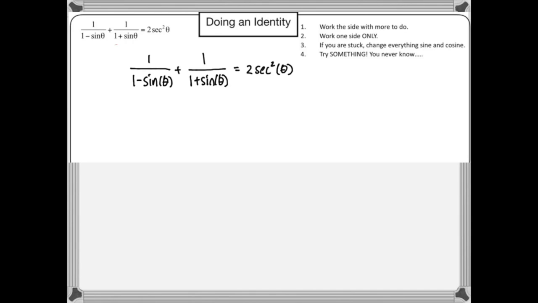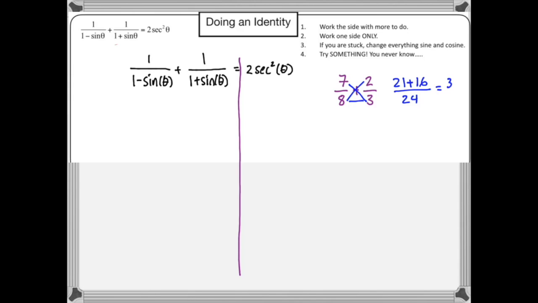I'm going to separate these out, and I'm going to use a technique that we used earlier in the class to add fractions. So if I had 7 over 8 plus 2 over 3, to add those up quickly, I could multiply across to get 21, and multiply these to get plus 16, all over multiplying those, which is 24. That gives me 37 over 24. That's a quick way to add fractions.